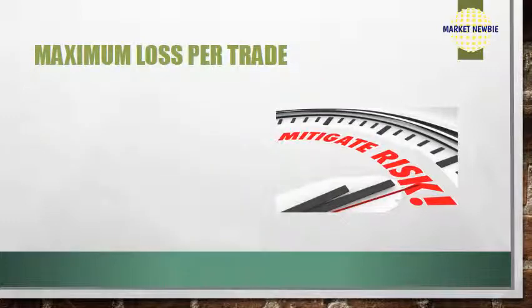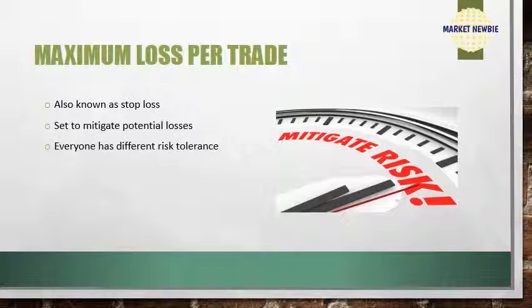Another important component of risk management is managing maximum loss per trade. This is also known as stop loss. Different people will have different levels of risk tolerance. It is very hard, almost impossible, to set a standard. But a rule of thumb is never risk more than 5% of your entire capital per trade. You may set the percentage lower than 5%, but do not go beyond.